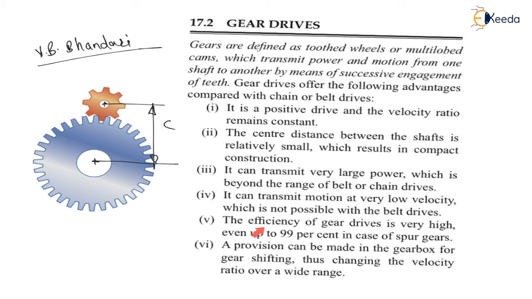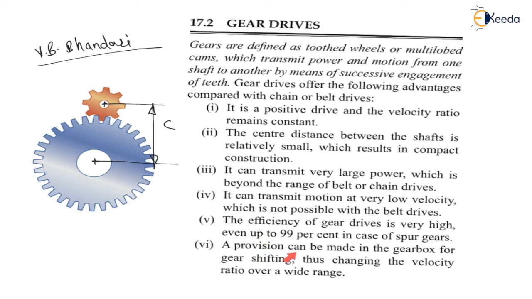Again, the efficiency of gear drive is very high. For spur gear the efficiency can be 99% also. For spur gear we can reach up to 99% efficiency, right? And as compared to other drives the efficiency of gear drive is highest.